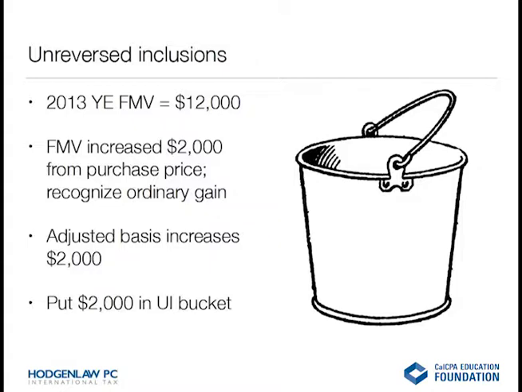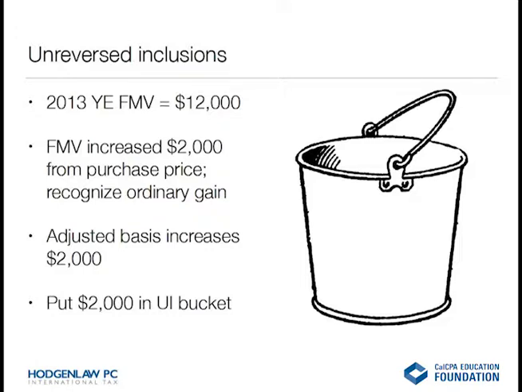Now let's take a look at the specifics of the example. This is meant primarily as a detailed way of tracking the unreversed inclusions through the years, from the beginning of when you purchased the PFIC through the end, when it's sold. So we start with 2013. If you refer back to slide 27, you'll see it was purchased for $10,000. At the end of the year, it's worth $12,000, and your fair market value increased by $2,000, so you recognize the ordinary gain. Your adjusted basis increases by $2,000, and then you take that $2,000 and put it in this imaginary bucket for unreversed inclusions.